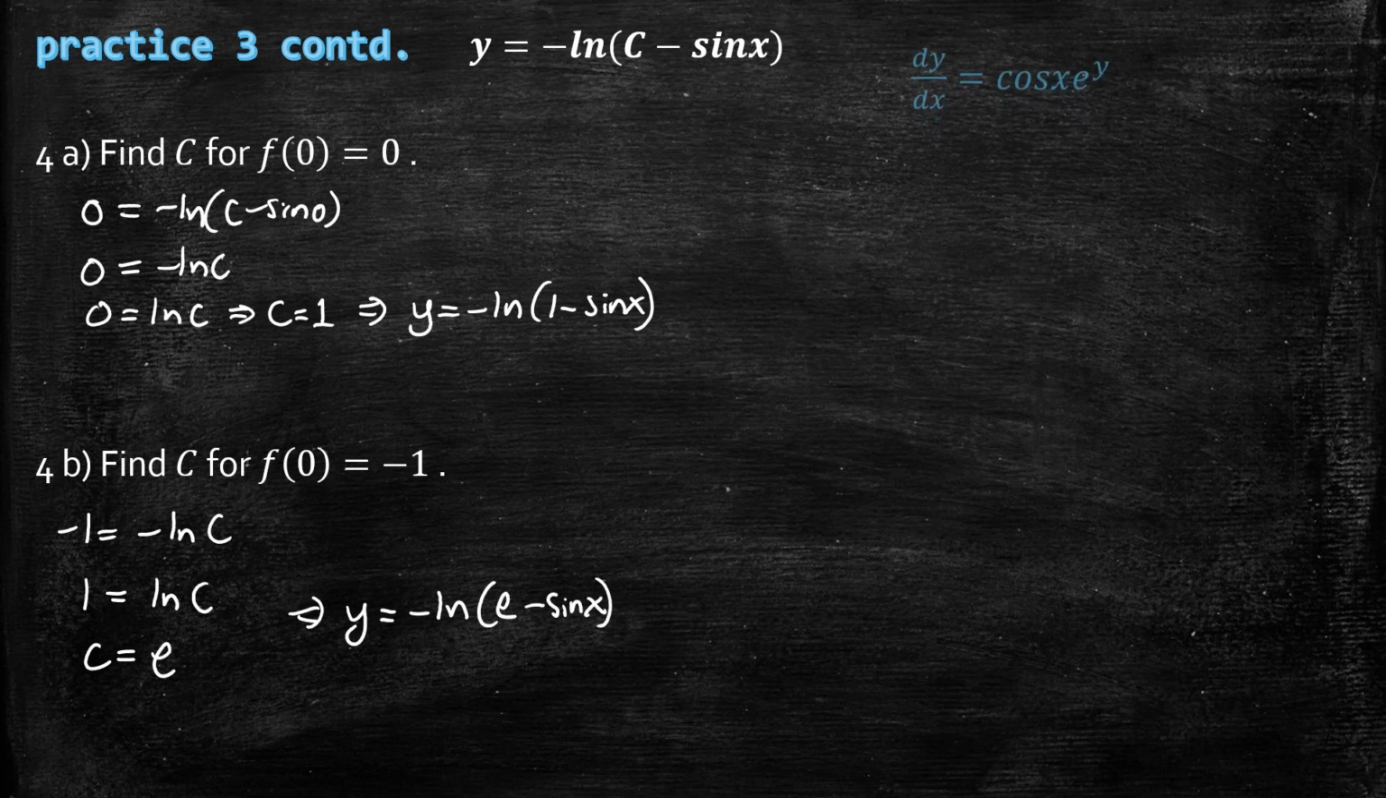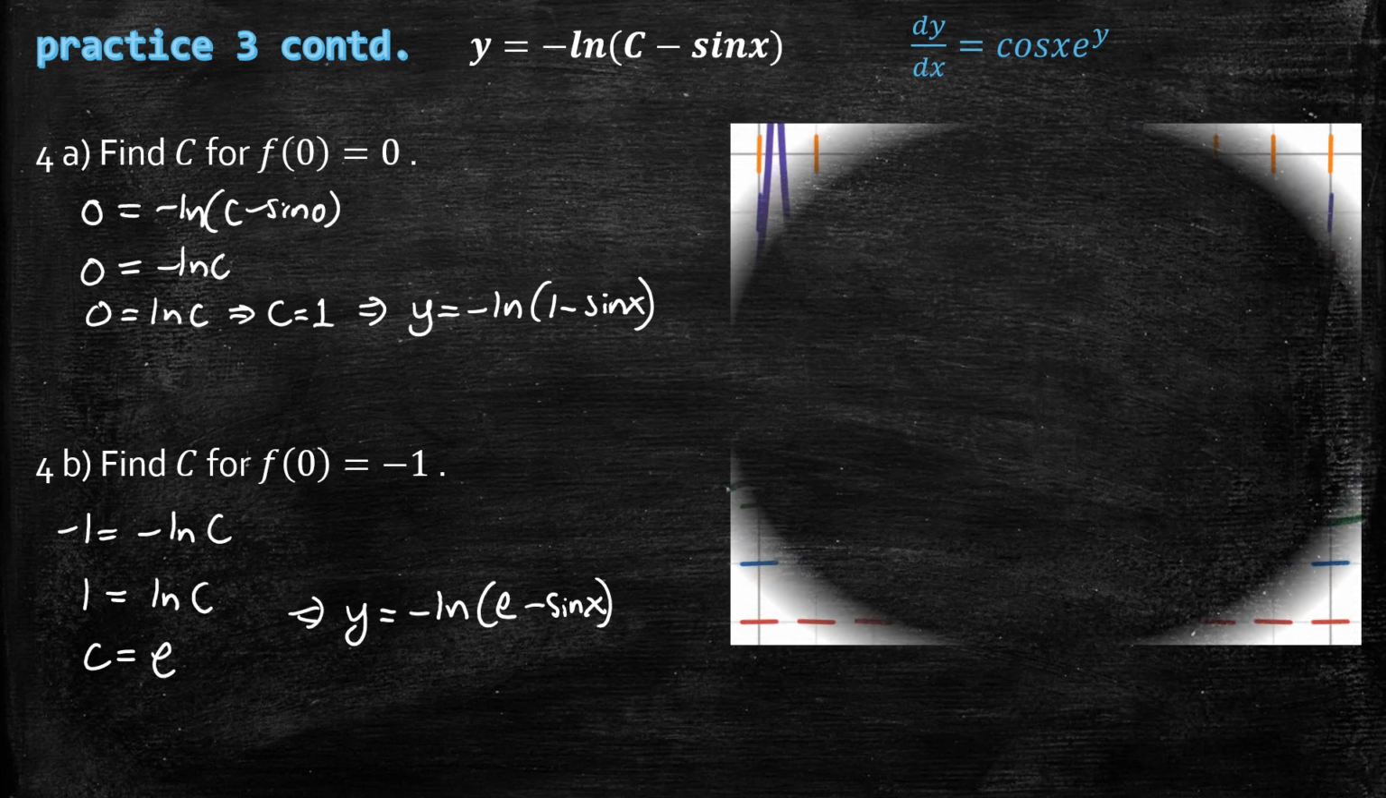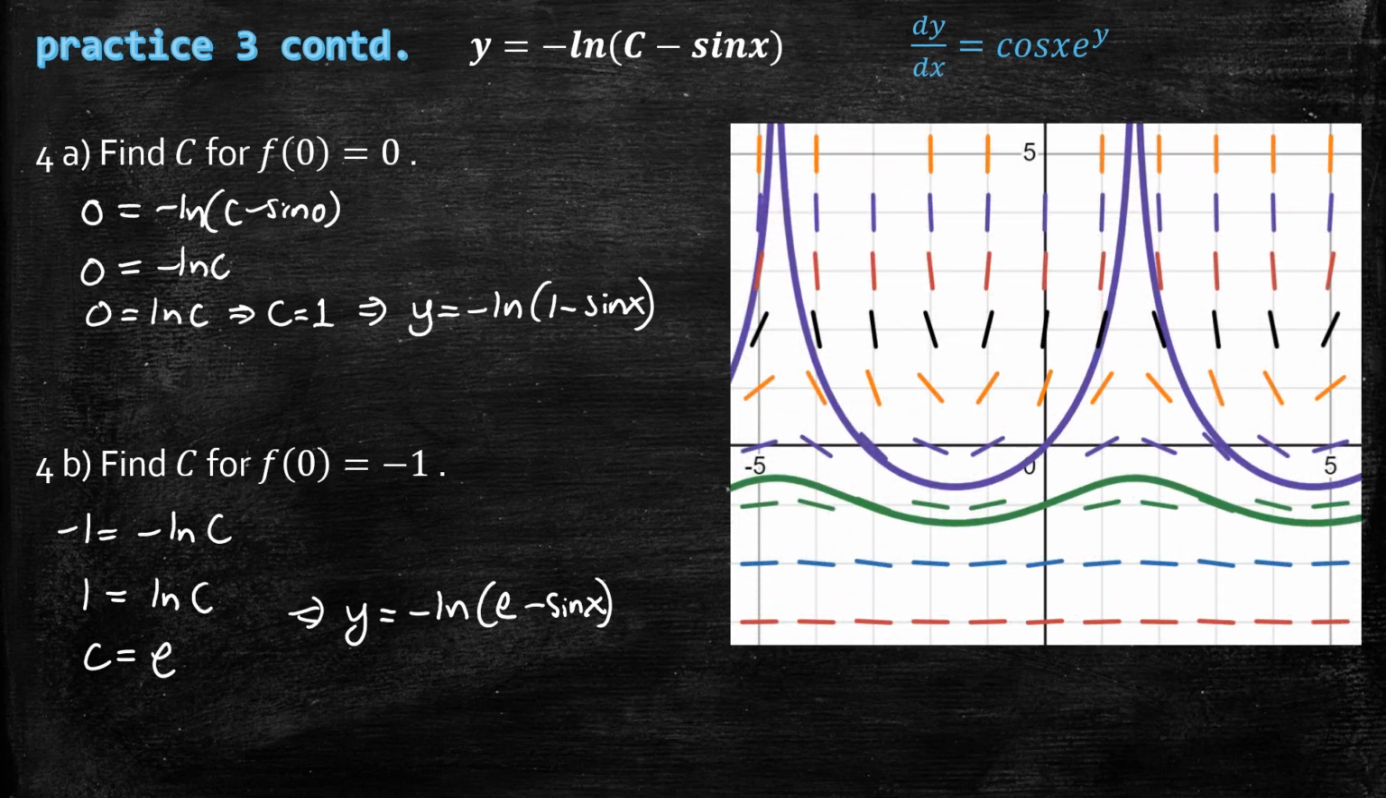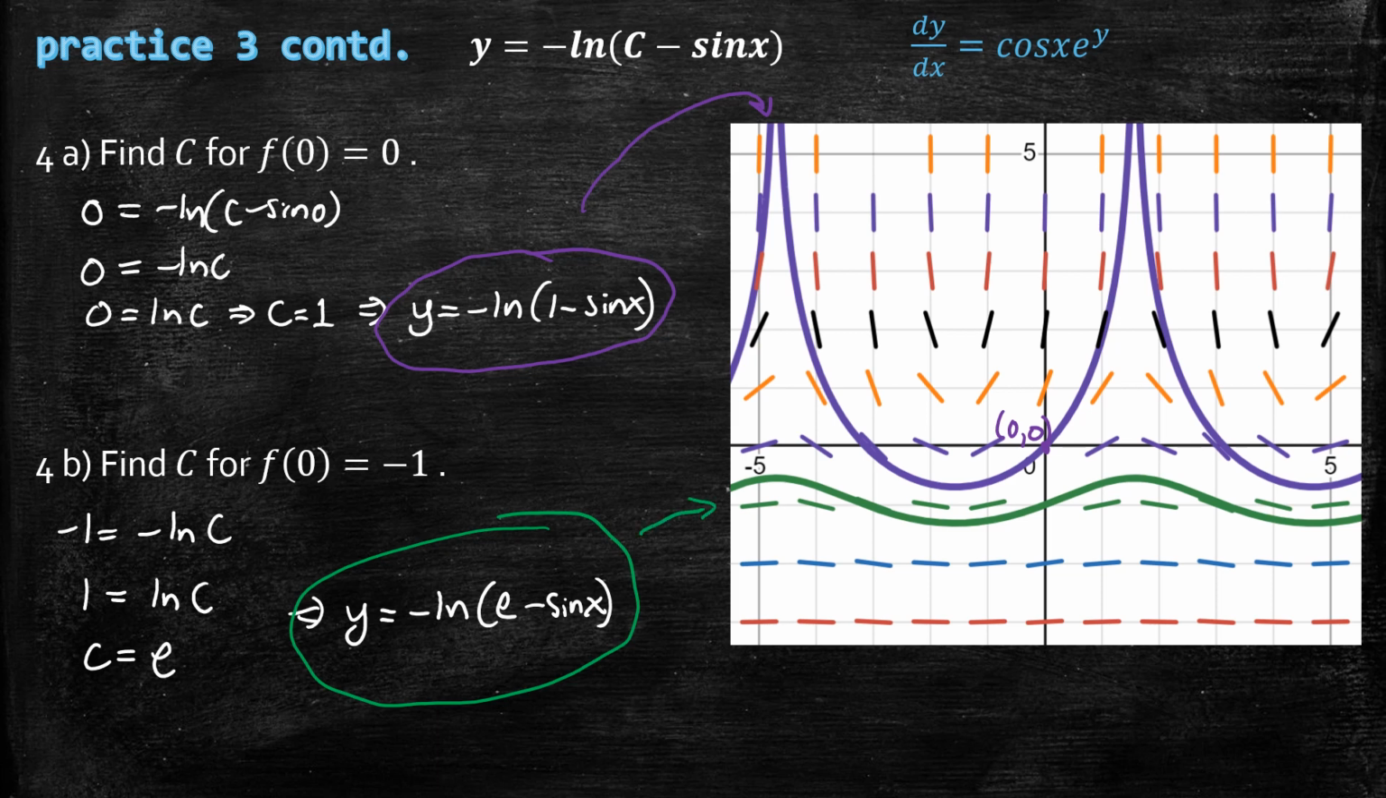And just to recap, this was our differential equation. And this is a slope field of it with the actual particular solutions drawn in. So this here matches the purple graph because it had to go through the point (0, 0), which is right there. And this one here matches the green graph, this particular solution, because it had to go through the point (0, -1).